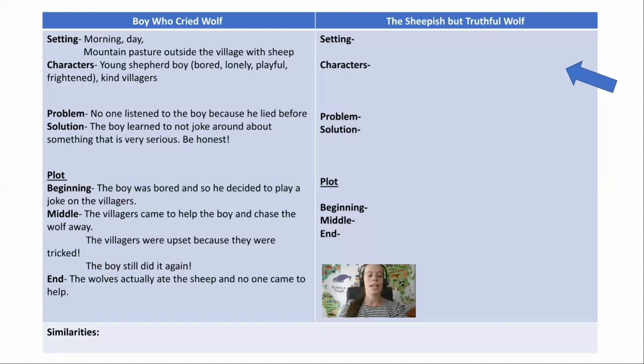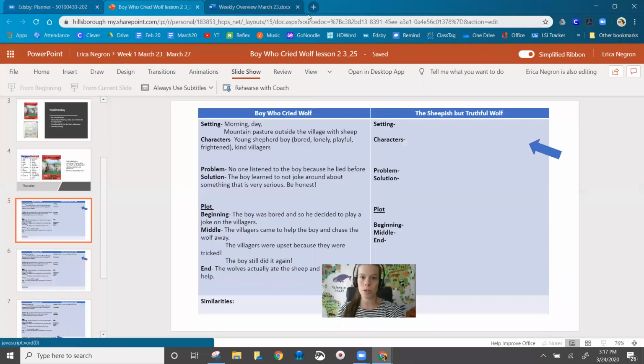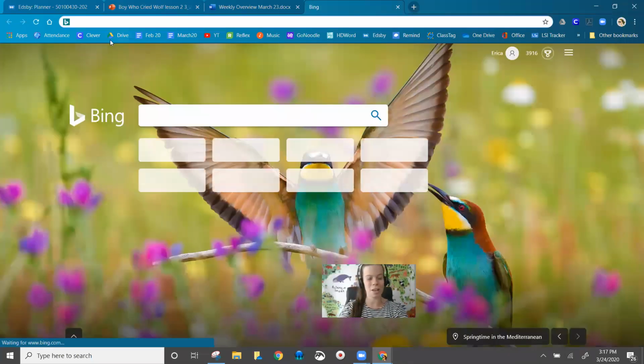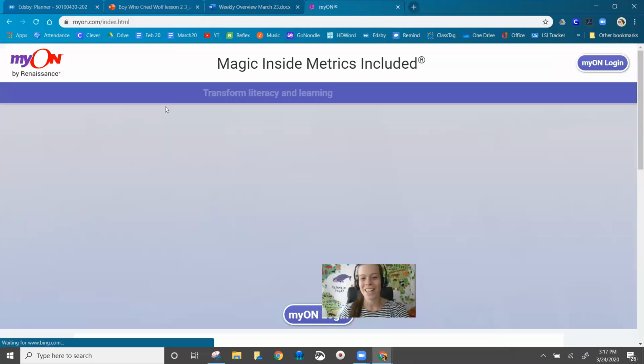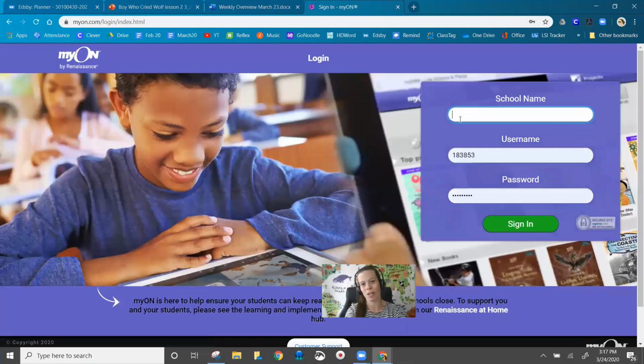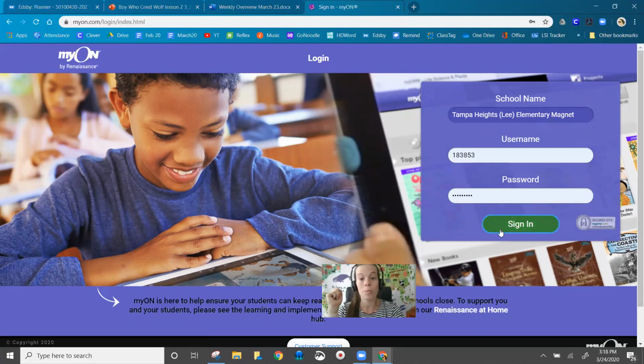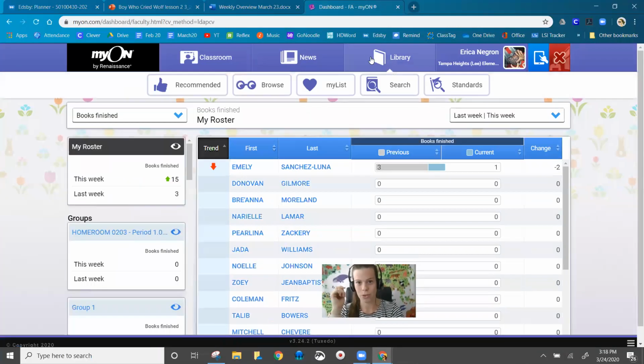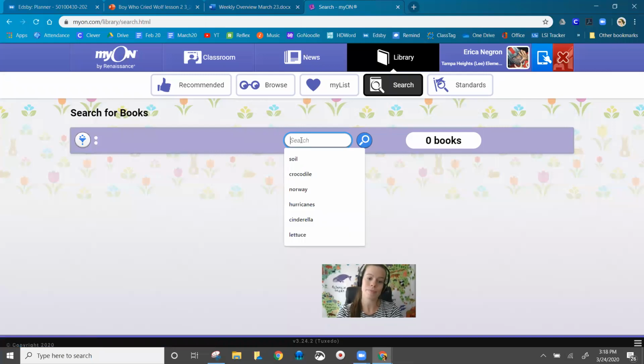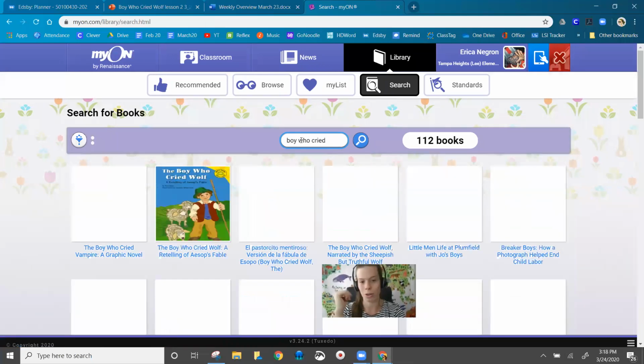So now let's go in and we will go to Myon. Somehow, you can't see it, but there's this bar that keeps popping up for me. You can go in through Clever or you just start going to Myon. It's important that you type in Tampa Heights and you choose the correct one. Make sure it says in parentheses, Lee, Hillsborough County Public Schools. If you don't click that one, it won't let you in. Go to your library, Boy Who Cried, and it'll come right up.